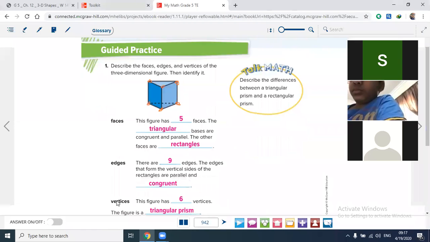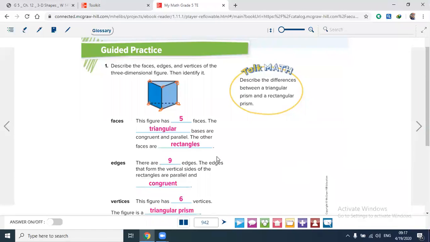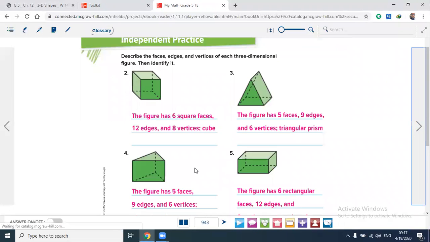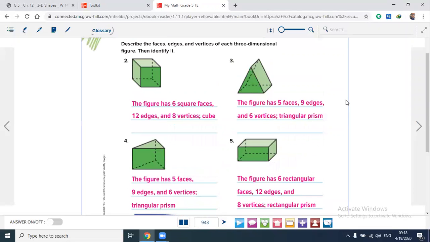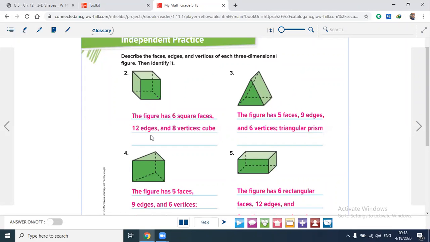Now we are going for page 943. As you see here, describe the faces, edges, and the vertices of each 3D shape or 3D figure, then identify it. As you see here, I have number 2, this cube. The figure has 6 square faces, 12 edges, and 8 vertices. It's called the cube.